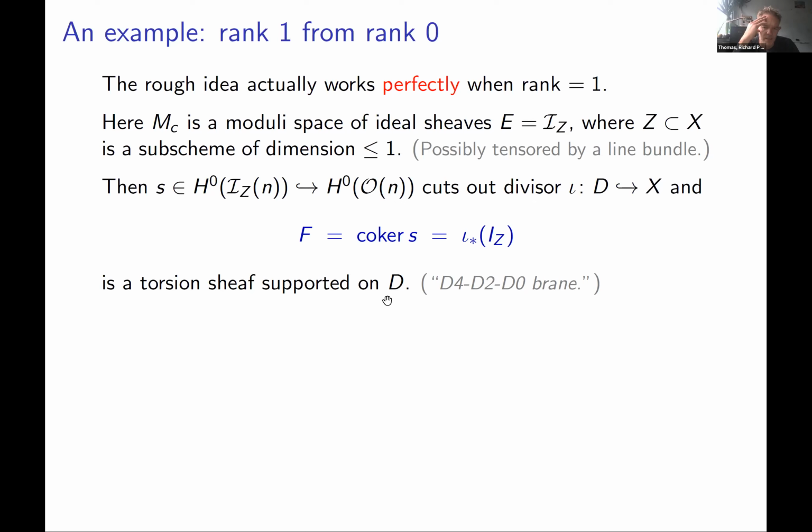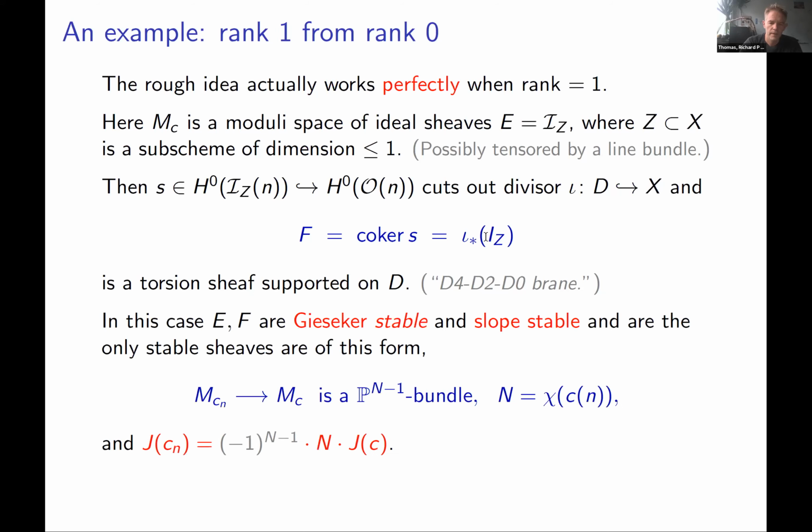All right, and then what it works out is that the F, the co-kernel, turns out to be a torsion sheaf, so a rank zero sheaf supported only on the divisor, zero away from the divisor. And on the divisor is the ideal sheaf of Z on the divisor. Okay, so you take the ideal sheaf of Z on the divisor, push it forward to X, and that's your sheaf. And in this case, in one of our earlier papers listed on the first slide, it turns out that everything is true that you could ever hope for. So for n large enough, firstly, all these ideal sheaves are always stable. Gieseker stable, slope stable, any stable you like.